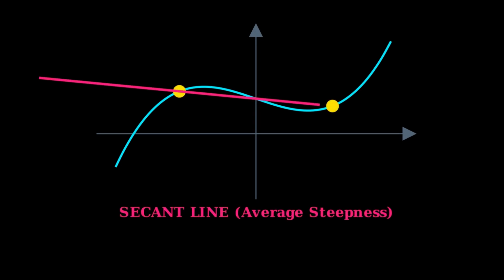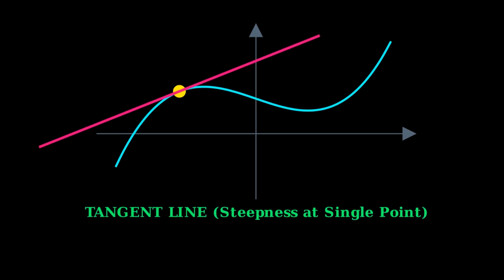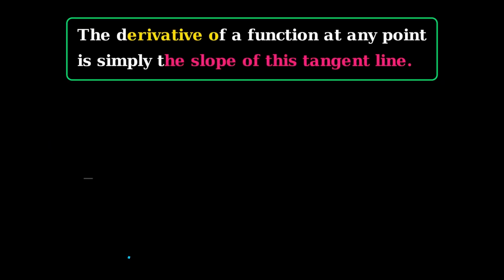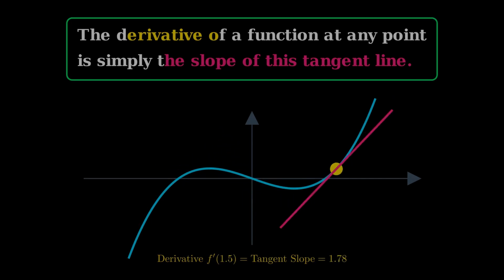Now, imagine sliding those two points closer and closer together until they sit right on top of each other. That line rotates until it touches the curve at just one single point. We call this a tangent line. The derivative of a function at any point is simply the slope of this tangent line. Let's see how this works for 3 basic functions.